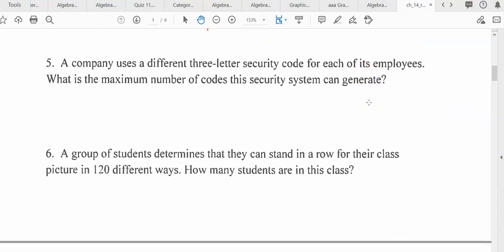3 letters of a security code. What is the max number of codes you can generate? And they're letters this time, not digits, right? So this is going to be 26 times 26 times 26. It doesn't say anything about repeats. Get your calculator out and multiply those to get that answer.